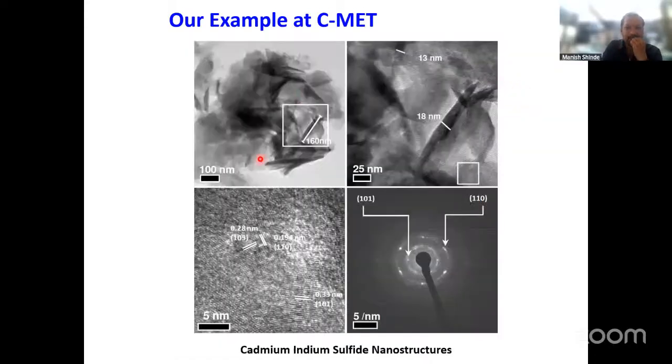This is another example. Again, some flower-like structure. I can calculate the length of the petal of that flower, thickness of the petal of that flower. I can also calculate the lattice spacing, see whether it is single crystalline or polycrystalline. Now this sample is polycrystalline because in this region the grain is oriented in this direction, but here the grain is oriented in another direction. Adjacent to that, the grain is oriented in a third direction, and accordingly, I am getting the ring-like structure. So a polycrystalline sample is there.